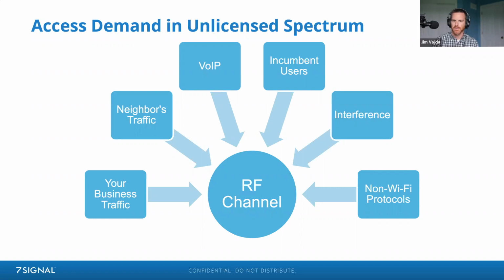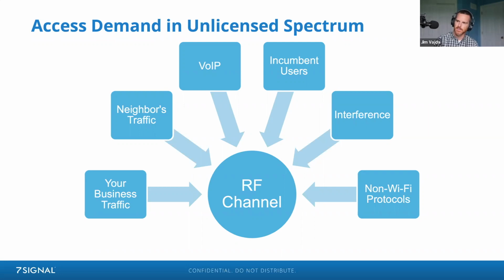What we have to deal with in Wi-Fi, because we're operating in unlicensed spectrum, is that we're using channels that our neighbors are using, VoIP handsets are using, incumbents are using. There's interference, and there are non-Wi-Fi protocols and other things that we're sharing the channel with, and we just have to live with it. We don't have any special priority to use the spectrum we have, and so that can have a big impact on latency.